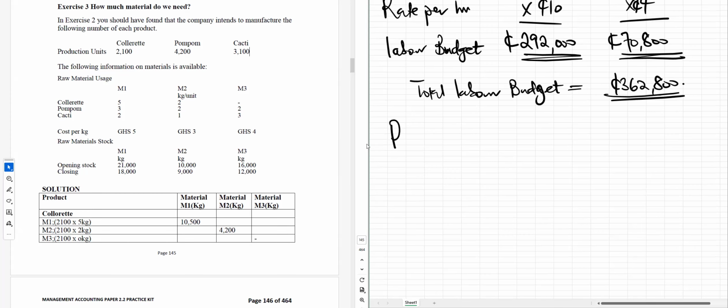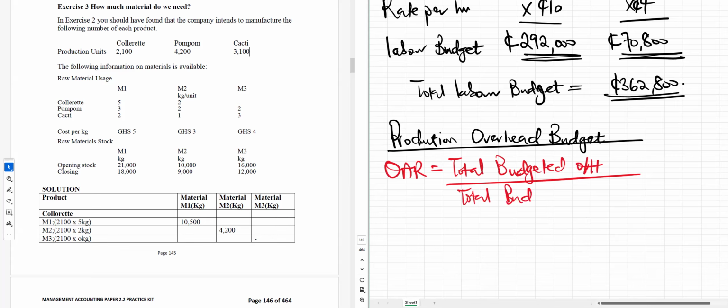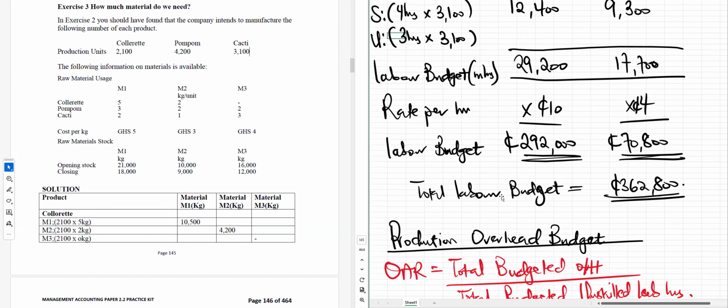Right. Now we need our production overheads budget. And for production overhead, what's the first thing that should come to your head when you hear it? OAR. Thank you. So what's our OAR? Our total budgeted overheads over our total budgeted... Here it was what? Unskilled labor hours, right? The question said we should absorb based on unskilled labor hours.